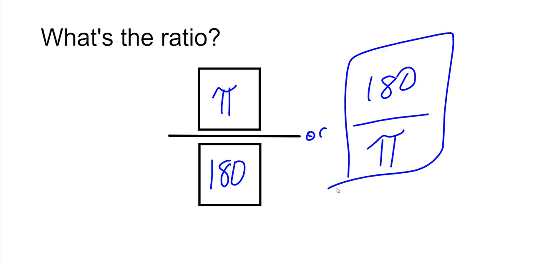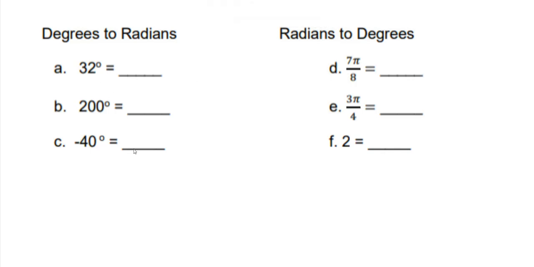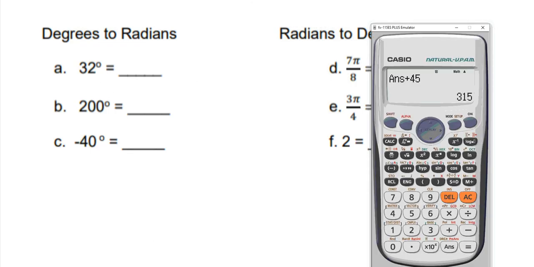One or the other. It just depends on what you're doing, converting one way to the other. So, for example, if we have 32 degrees, make sure you have your handy dandy calculator or Desmos. I'm using this one for now. So if we're going degrees to radians, degrees is on top, so this is how you would want to think about it.